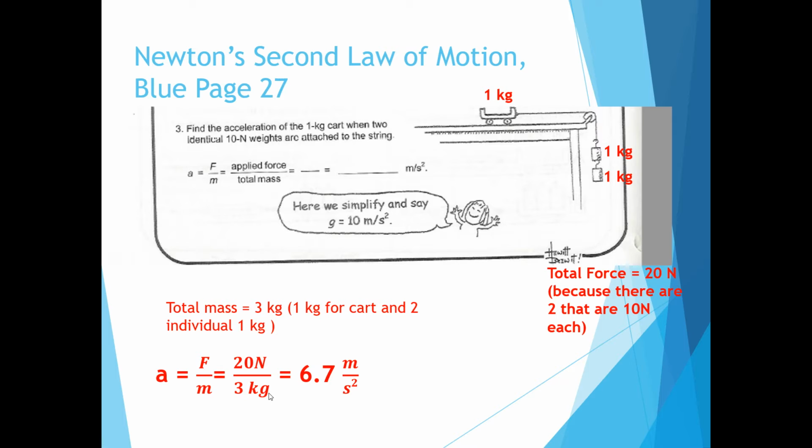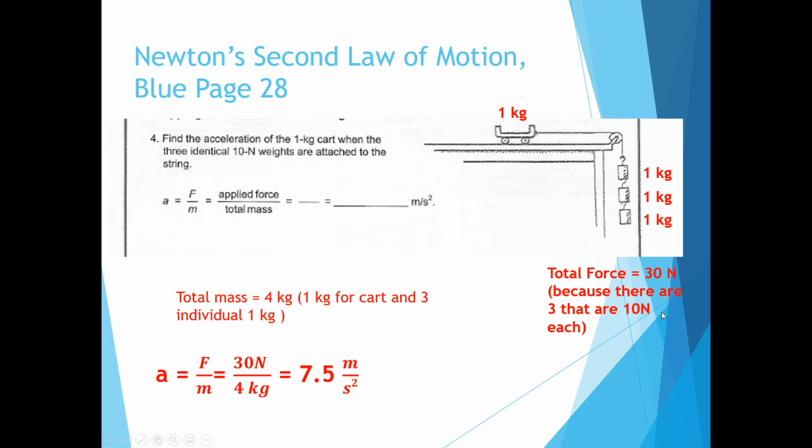Number 4 is going to be the same thing, only now we're going to add another weight. Can you figure out number 4 and what it would be by adding another single kilogram weight here? We're going to increase our mass, we're going to increase our force, and now we're going to end up with 30 Newtons as our force and 4 kilograms as our mass. So we end up with 7.5 meters per second squared.